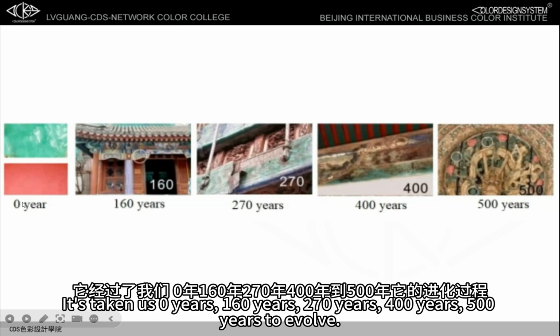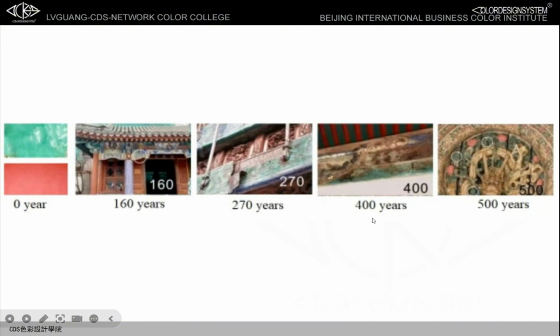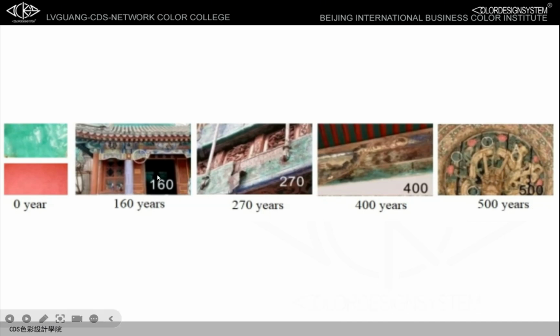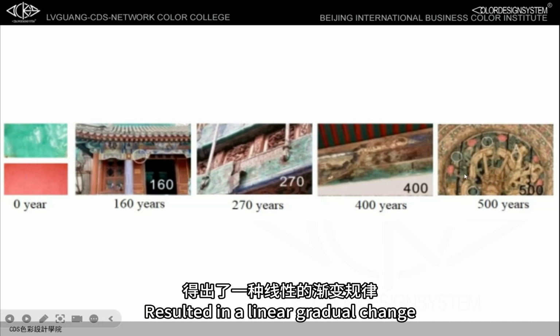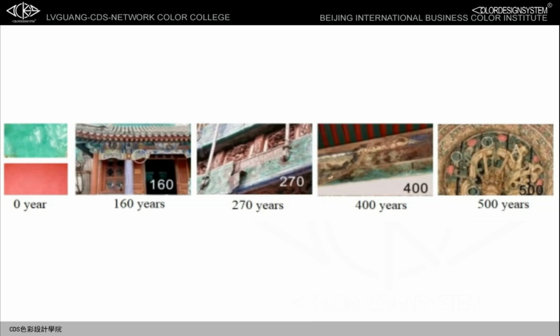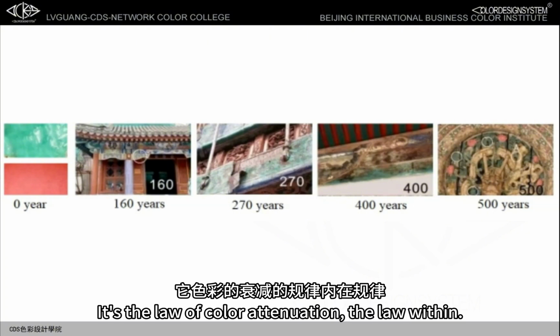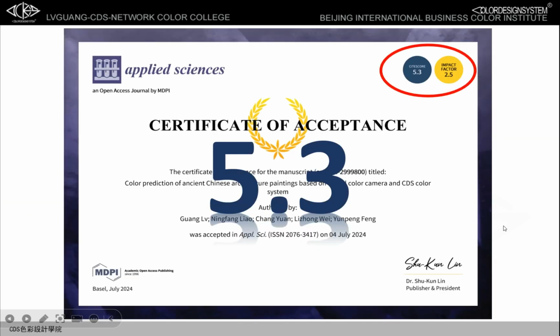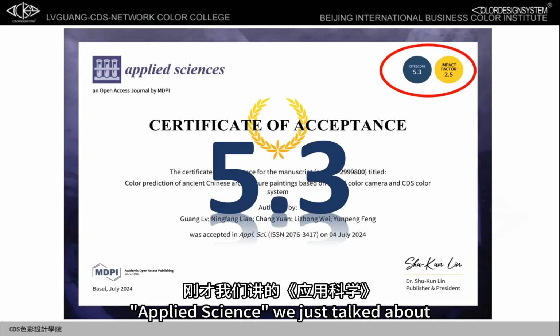It has taken us 0 years, 160 years, 270 years, 400 years, 500 years to evolve. And through that, we get the color from 500 years ago to the color today. This resulted in a linear gradual change, and this is precisely the law of color attenuation within our CDS color system. Applied science, we just talked about.